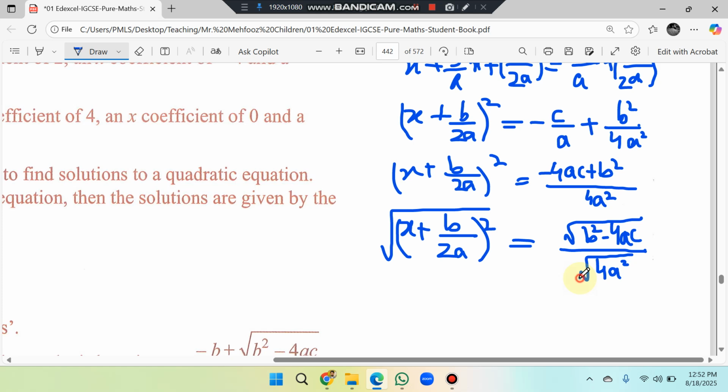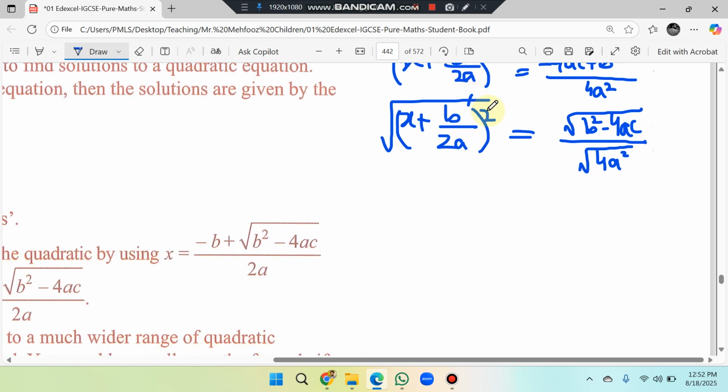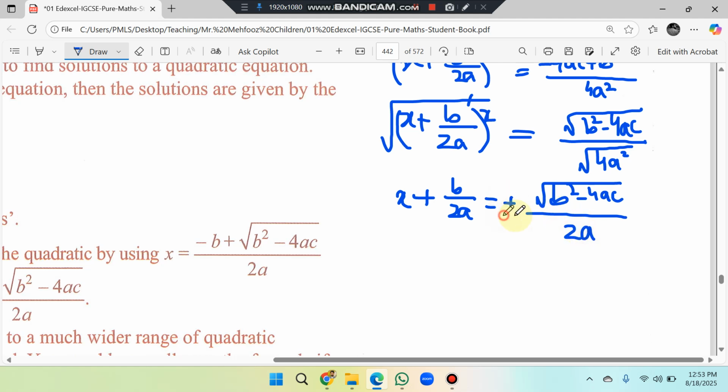No. Okay. After that, this square is cancelled out by this square root. It will becomes x plus b over 2a is equals to, this is as it is, square root of b square minus 4ac, and over this 4 has the square root that is 2, and a square has the square root that is a, so it will becomes 2a. Any problem? And it is plus minus, when we take the square root it will becomes plus minus. Any problem?